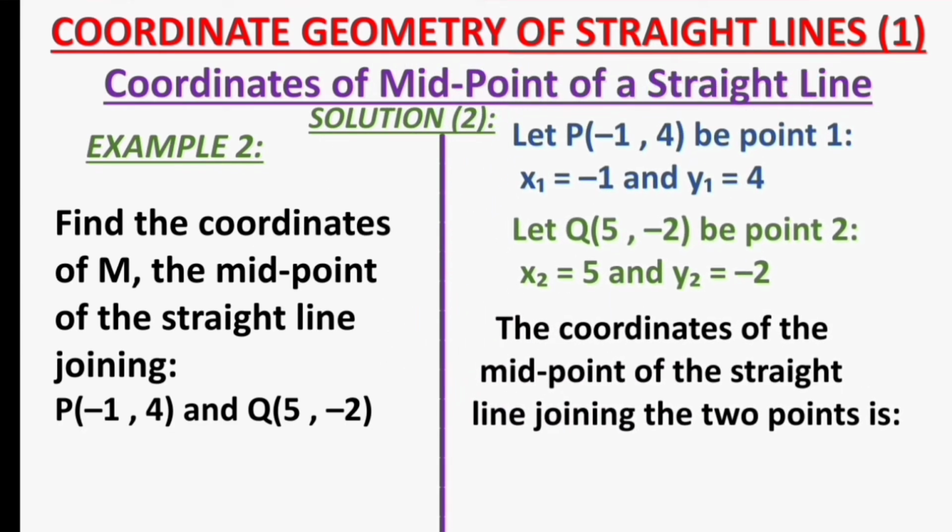Let point P having the coordinates minus 1 and 4 be our point 1. That means that x1 is equal to minus 1 and y1 is equal to 4. Also, let point Q having the coordinates 5 and minus 2 be our point 2. That means that x2 is equal to 5 and y2 is equal to minus 2. Next, can you remember the formula for the coordinates of the midpoint of a straight line joining 2 points x1, y1 and x2, y2? Let's see if you can.